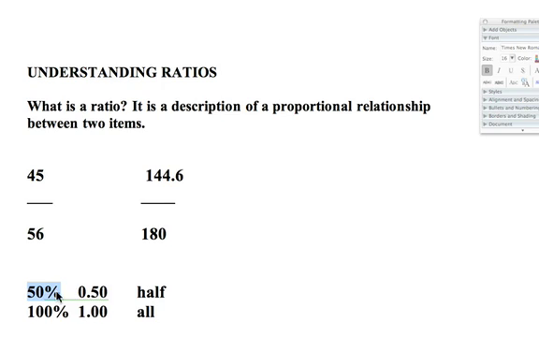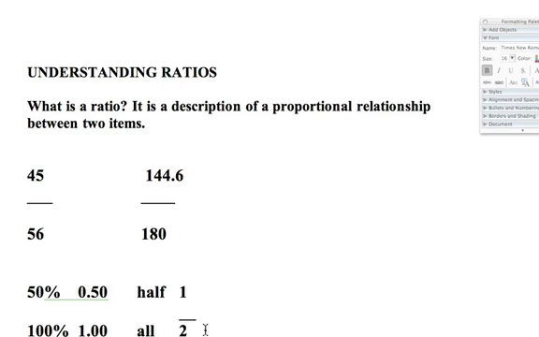50% can be expressed as a percentage, or it can be expressed as a decimal, or it can be expressed as a ratio, in which case you would have 1/2. And if you look at your percentages, there's 1 here, and 100% is twice as much as 50%.